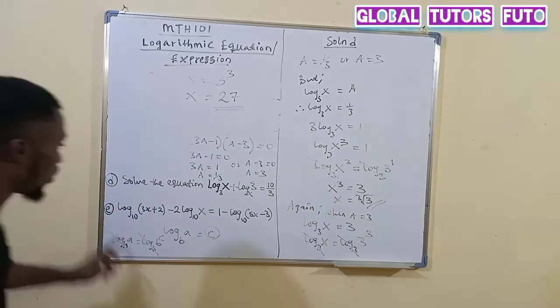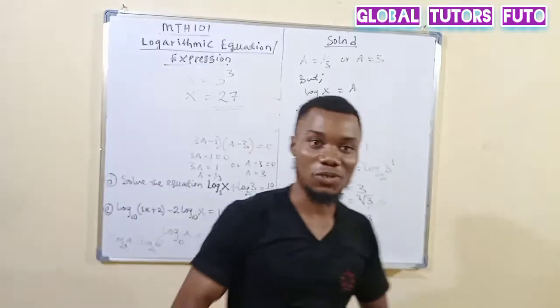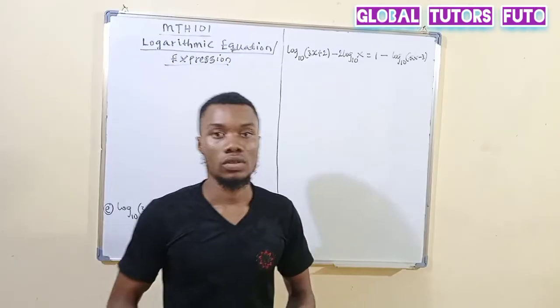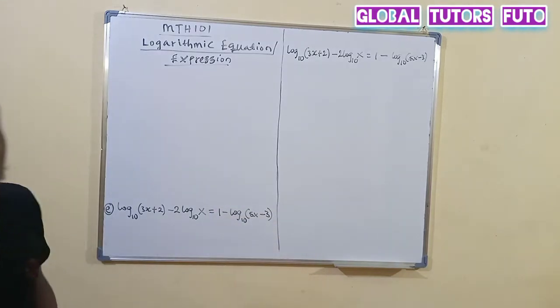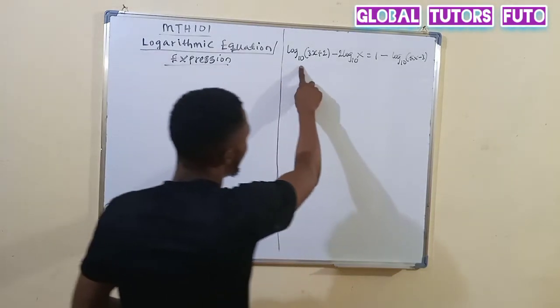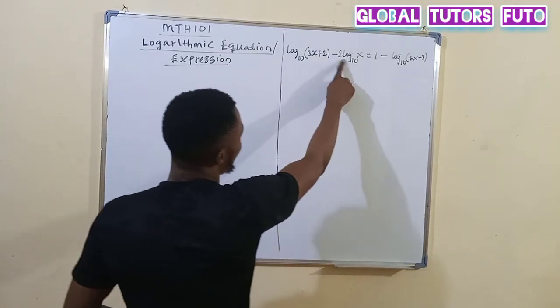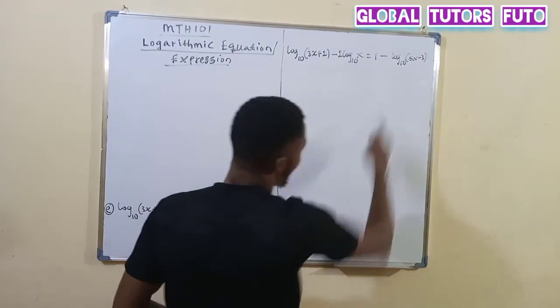So before we go to question number E, I would like you to pause the video and solve. So let's continue from where we stopped. Solution number D, how do we solve it? Now this is log base 10 of (3x plus 2) minus 2 log base 10 of x equal to 1 minus this.